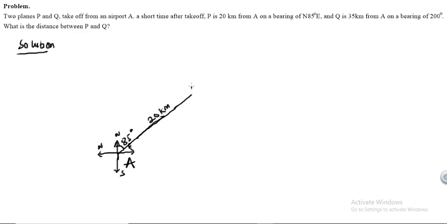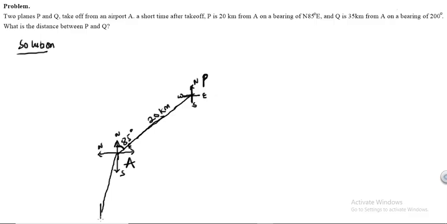Then it gets to a new point. That new point will have its own north, east, south, west. So let's call this point P because it is the point where plane P stops, the point where our course ends in our question at least. Then for the second plane, we are told that it flies on a bearing of 200 degrees. So if it flies on a bearing of 200 degrees, from here to here is 180, and 200 degrees should fall around here.